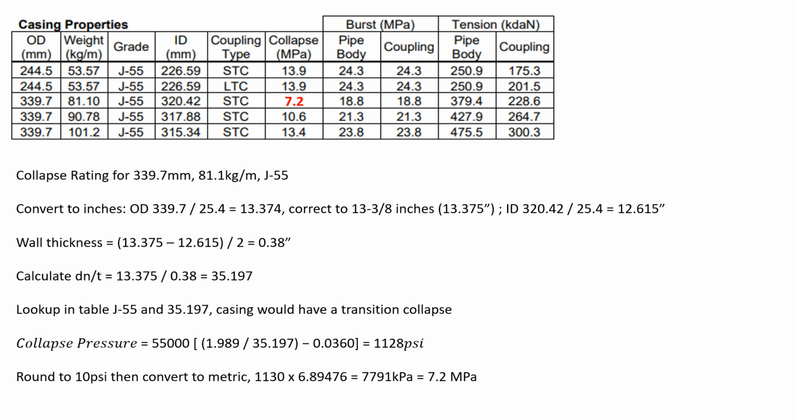Calculate again the wall thickness. Calculate dn/t, which is the outside diameter divided by the wall thickness, and then look up on the tables to see what kind of collapse we have. For the J55 and the dn/t that we have, it is transition collapse.